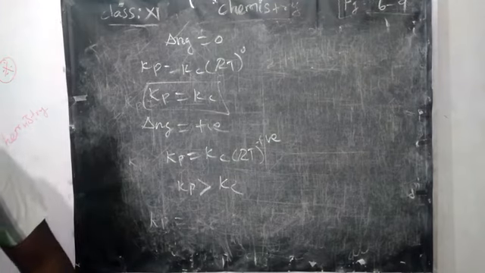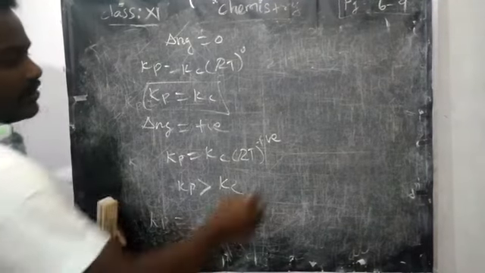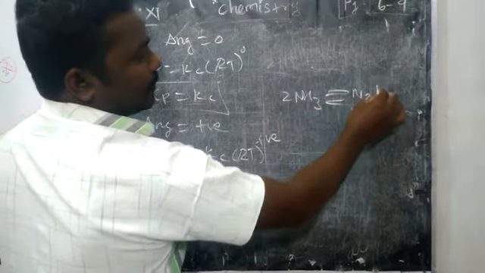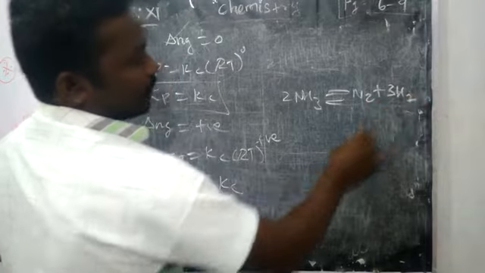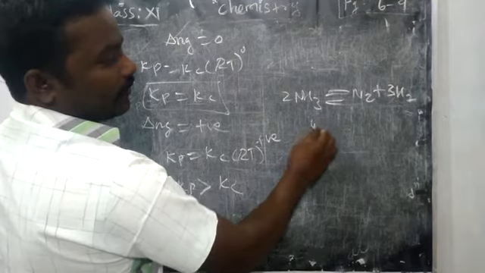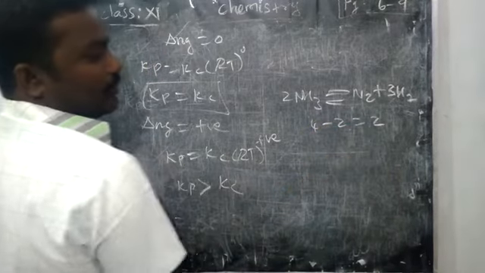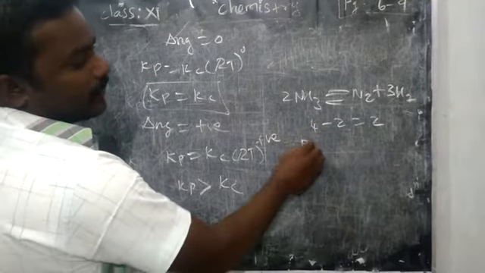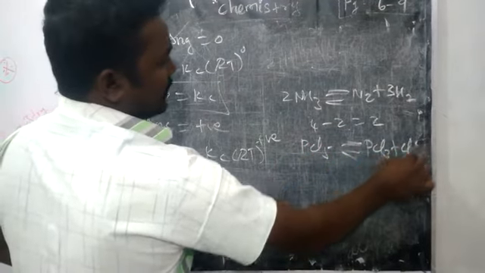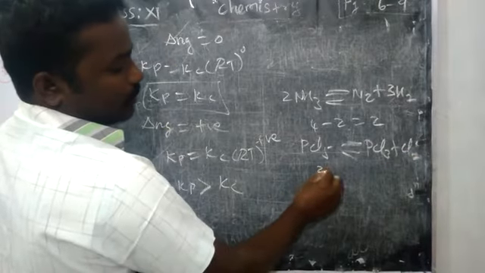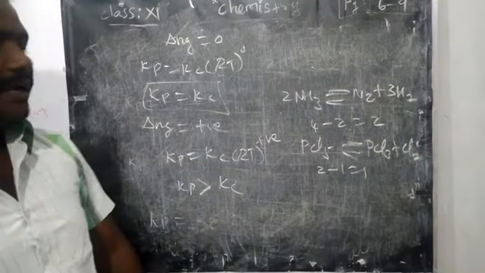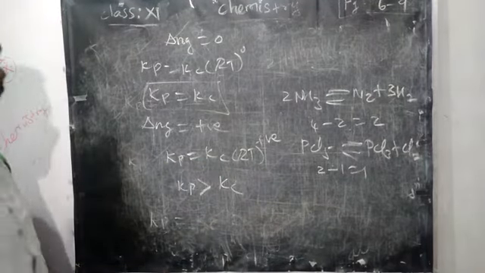First one, dissociation of ammonia, 2NH3 gives N2 plus 3H2, right? Delta Ng value, how do you write? Product coefficients, 1 plus 3, 4, minus 2. So we will get 2. Delta Ng value is positive. PCl5 dissociation gives PCl3 and Cl2, 1 plus 1, 2 minus 1 becoming 1. So if you get a positive delta Ng value, Kp is greater than Kc.